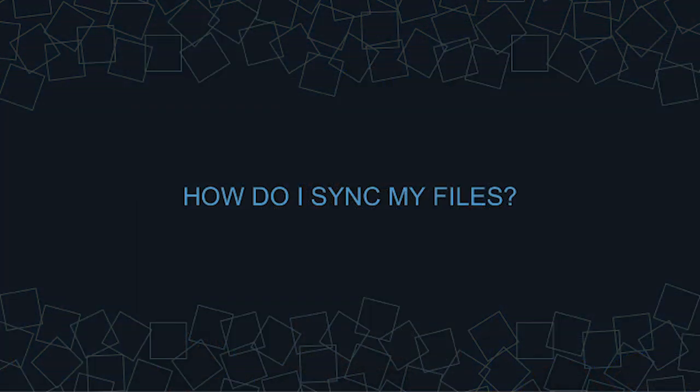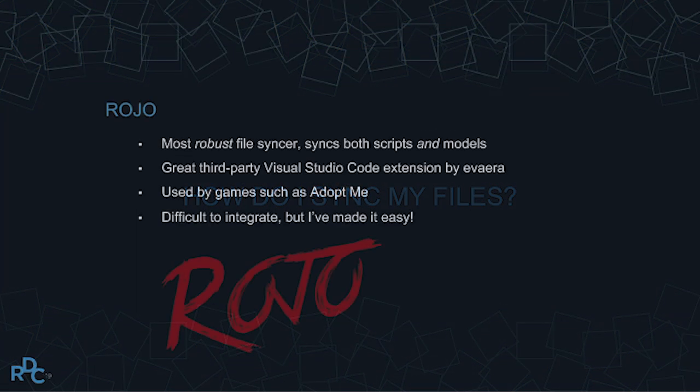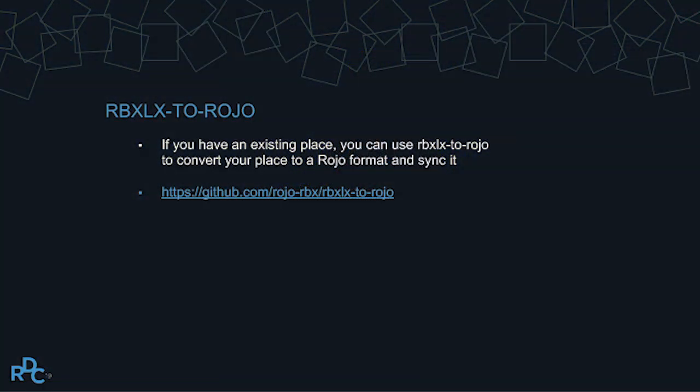OK, so how do I actually sync my files? Well, the most robust file syncer right now is called Rojo. It syncs both scripts and models. It's written by a Roblox engineer, Lucien, the same person who made Roact and all that. It has a great third-party Visual Studio Code extension by Evaera, who makes Cmdr. Rojo is used in games right now, such as Adopt Me. It's battle-tested. It's a bit difficult to integrate at first, but I've made it easy. I have written a tool called RBXLX2Rojo, a bit of a lengthy name. If you have an existing place, you can use this program to convert your place and then sync it.